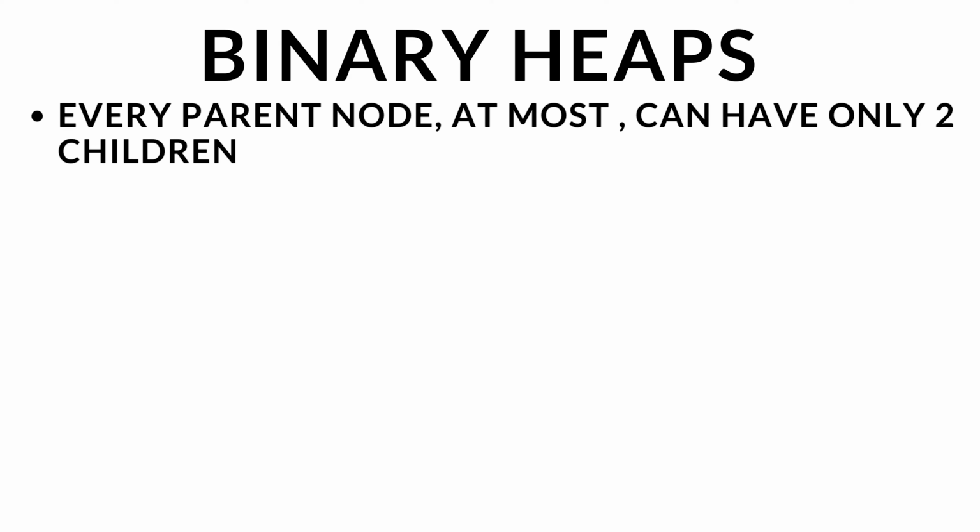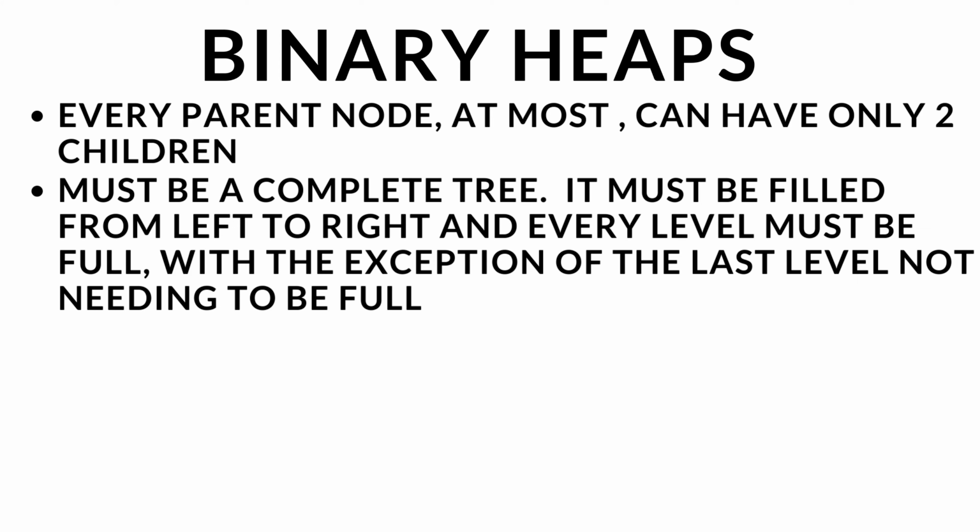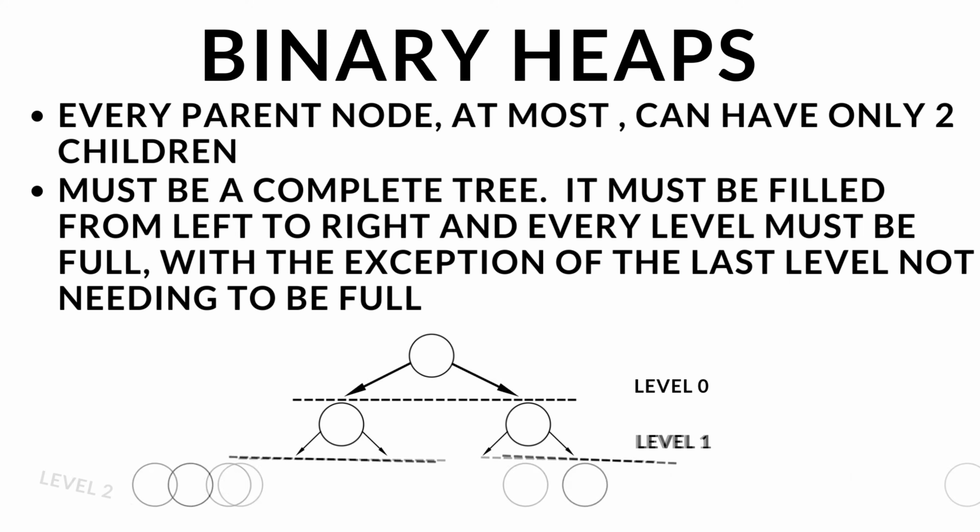To get started, a binary heap must contain the following properties. The first being that a parent node must only have, at most, 2 children. The second property being that a binary heap must be a complete tree, meaning that it must be filled from left to right, and every level must be full, with the exception of the last level not needing to be full. So here's an example of a complete tree.